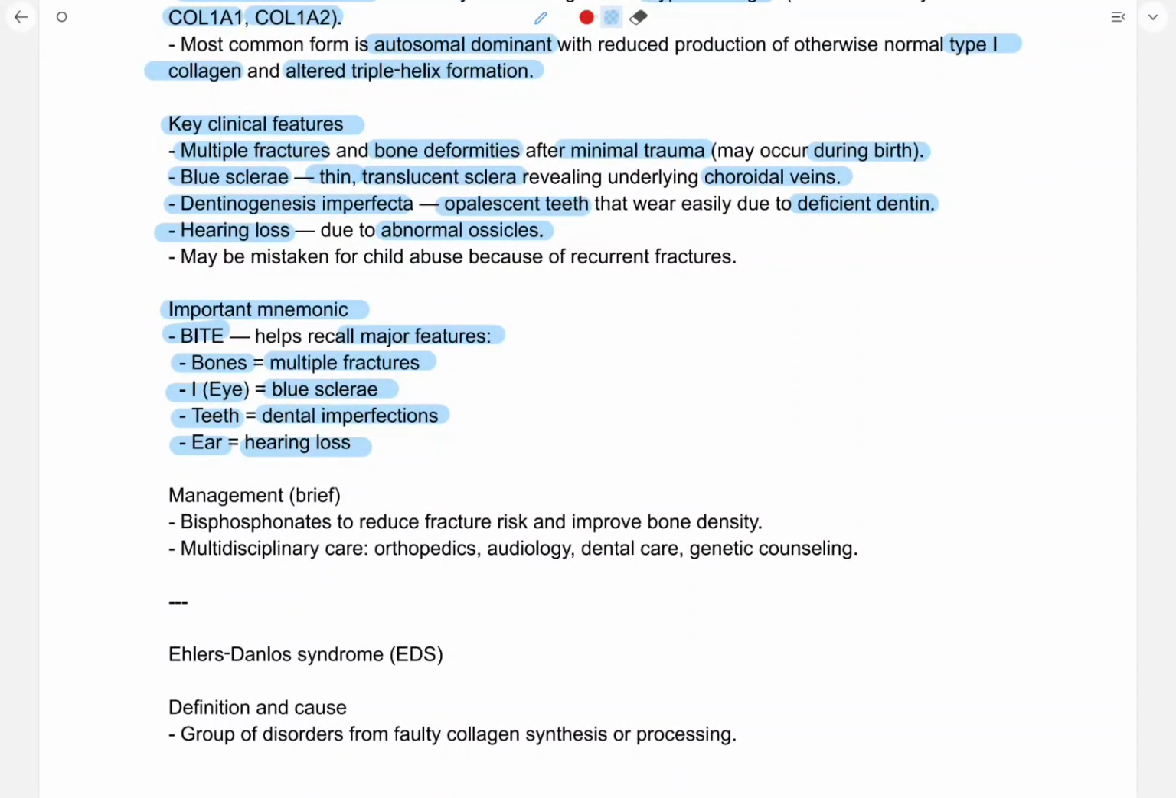Management of osteogenesis imperfecta includes bisphosphonates. Bisphosphonates are used because they reduce fracture risk and improve bone density. Management is also multidisciplinary: orthopedics, audiology, dental care, and genetic counseling are the main multidisciplinary care for osteogenesis imperfecta.